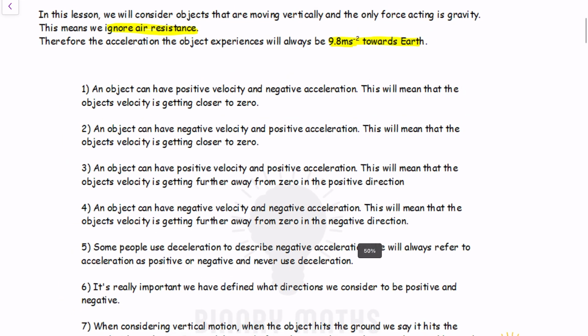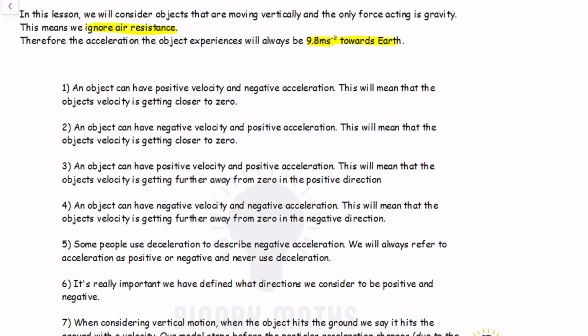Okay, some notes to think about. An object can have positive velocity and negative acceleration. This will mean that the object's velocity is getting closer to zero. An object can have negative velocity and positive acceleration. This will mean that the object's velocity is getting closer to zero. An object can have positive velocity and positive acceleration. This will mean that the object's velocity is getting further away from zero in the positive direction.